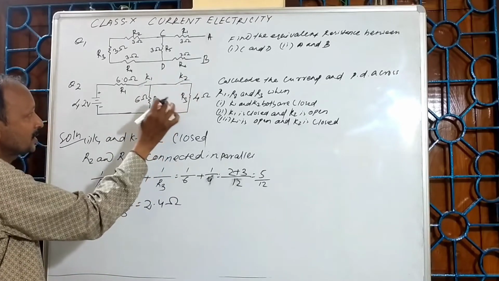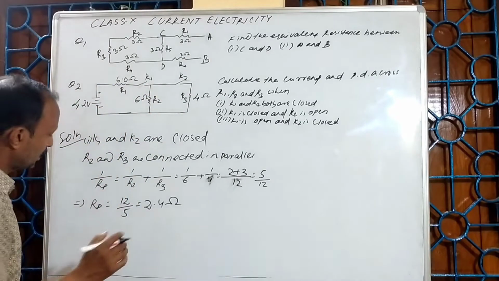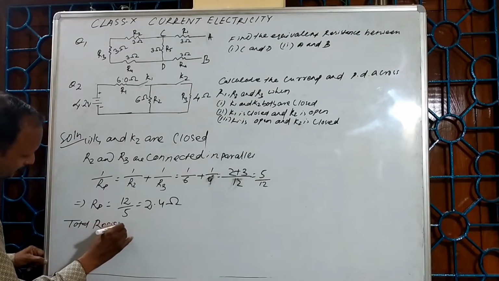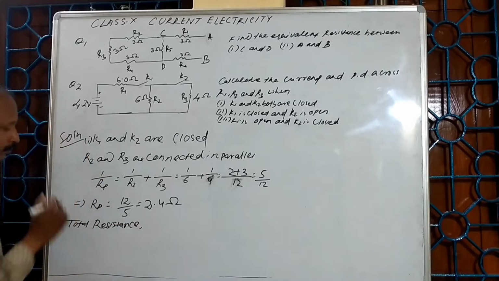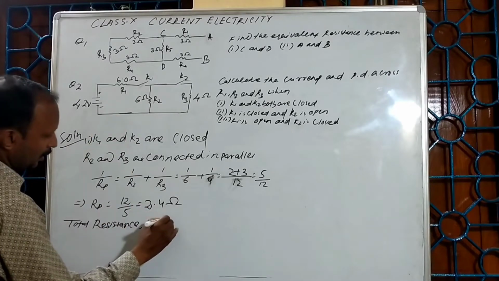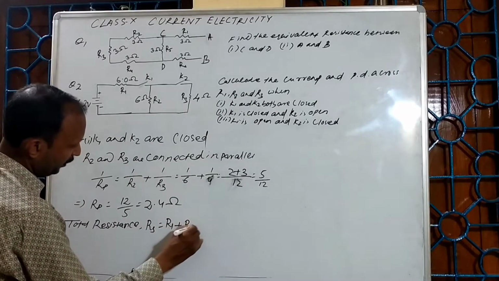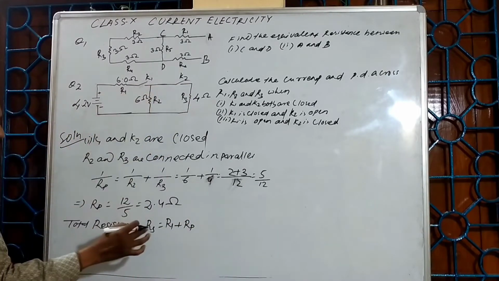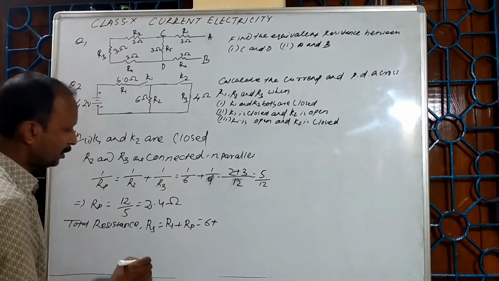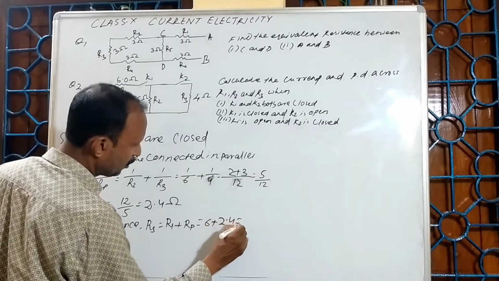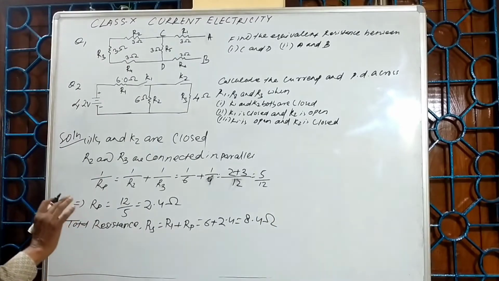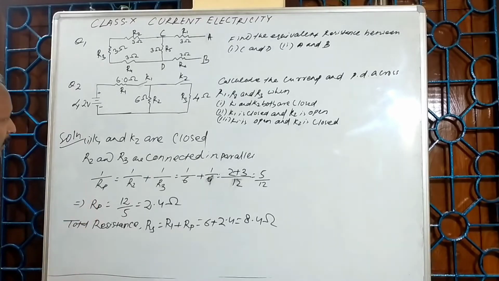But with this, the resistance R1 is connected in series. So I can say that the total resistance, writing Rs, is equal to R1 plus Rp, because this one and this one both are connected in series. So R1 is 6, Rp is 2.4, which is equal to 8.4 ohm. This is the total equivalent resistance in the circuit.